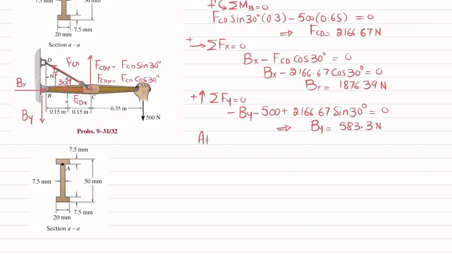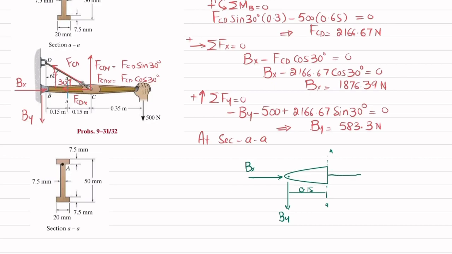So at section AA, let me choose another color. If you section it, you will have a free body diagram that will be like this. This is point B where we have Bx in horizontal direction, and we have By in downward direction. The distance between By and section AA is 0.15.